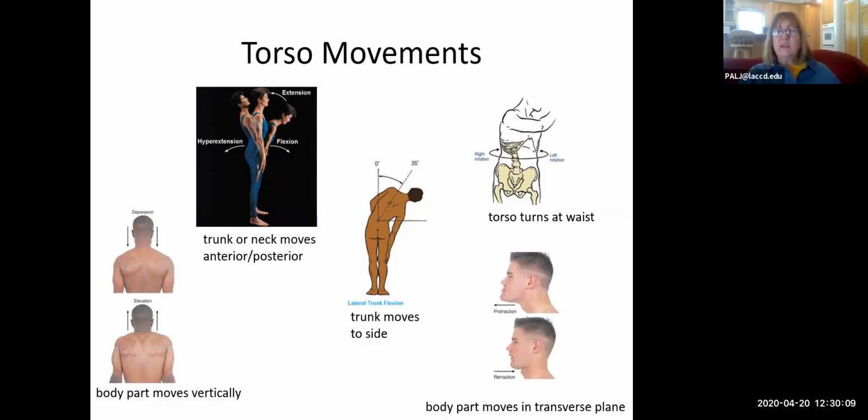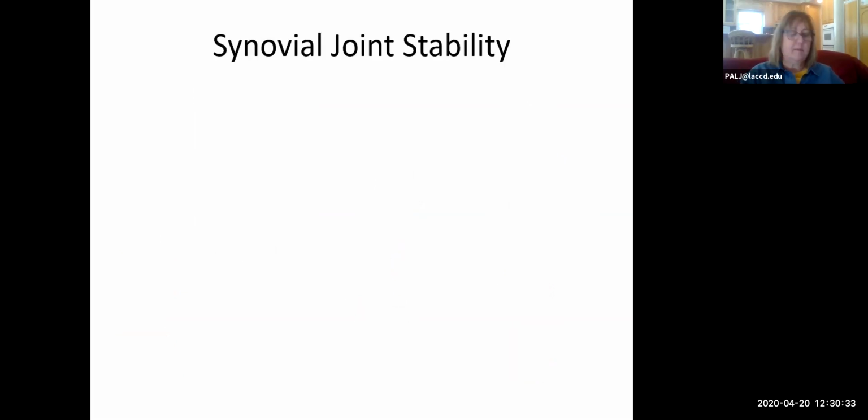And if you are moving in a transverse plane, if you are moving in an anterior direction, like getting out your chin, that would be protraction, and pulling it back is retracting. So we can do that here with our mandible. We also can do that with our scapula. So for instance, that's your scapula retracted. Okay.